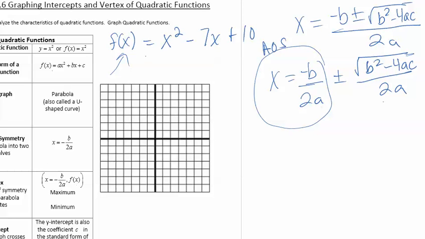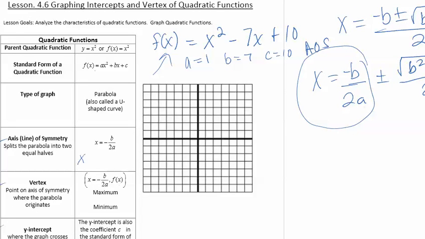For the axis of symmetry, first we need our coefficients. a is equal to 1, b is equal to negative 7, and c is equal to 10, just like we did when we used the quadratic formula. Let's use these coefficients to find the middle of the parabola. x is equal to negative b, and b is negative 7, so it is 7 over 2 times 1. In this case, it's 7 over 2, which is 3.5. So 3.5 is the very middle of our parabola.